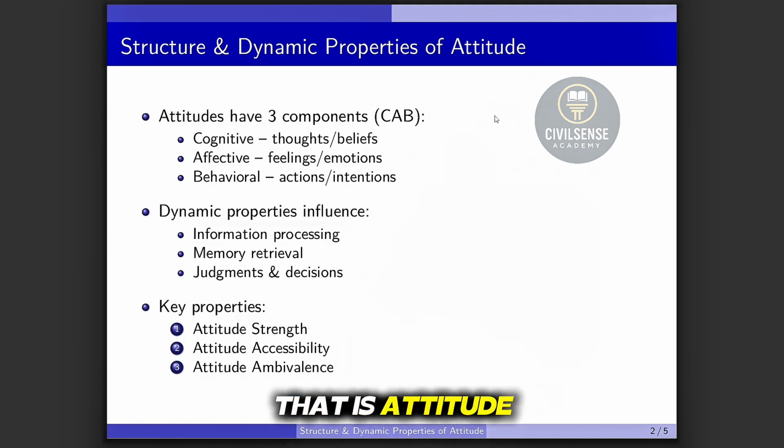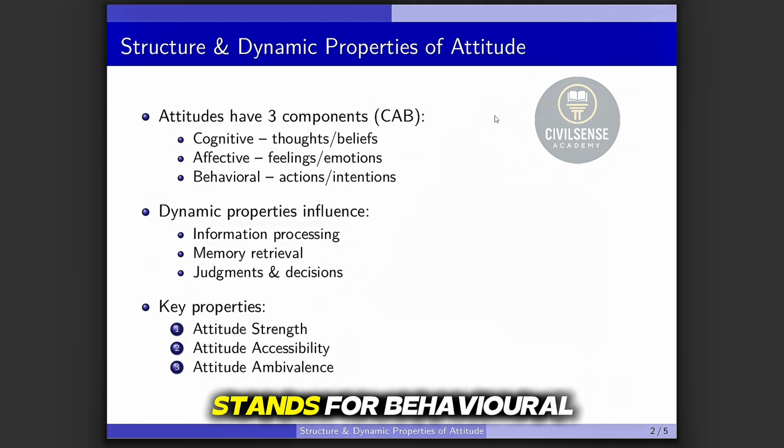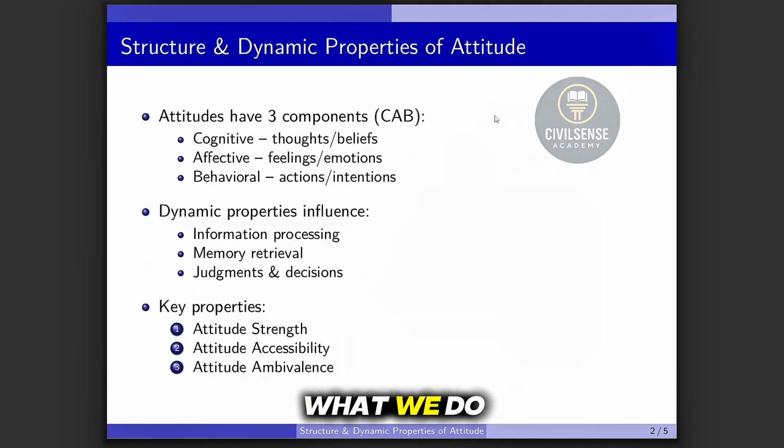Today let's talk about something that shapes how we see and react to everything around us. That is attitude. You know, attitude is not just a random opinion. It has a proper structure, like a small building made up of three strong pillars. Psychologists call this the CAB model. C stands for cognitive, that's what we think or believe, A stands for affective, that's what we feel, and B stands for behavioral, that's what we do.